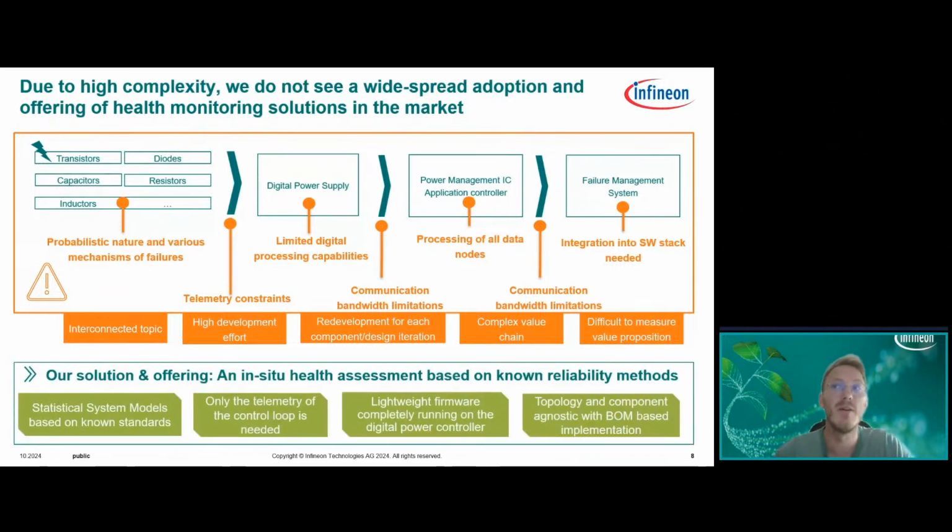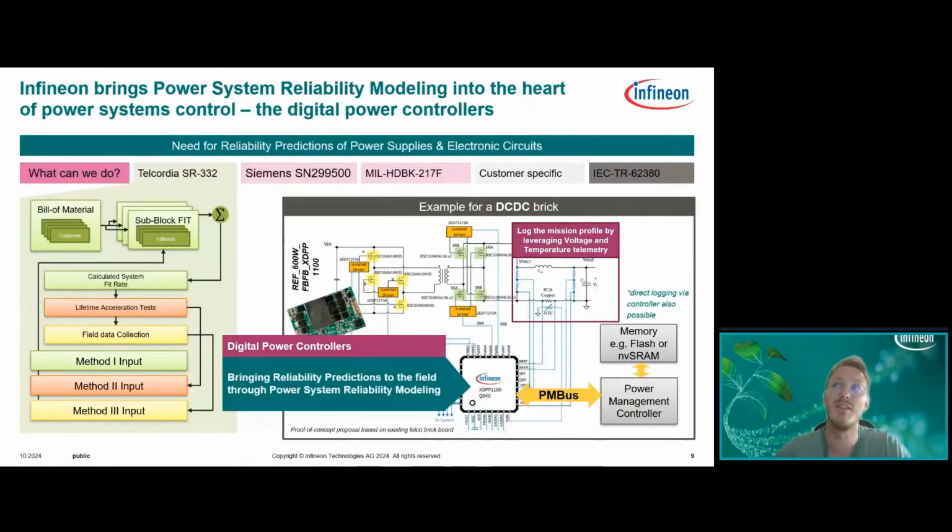Our solution to this is now an in situ health assessment based on known reliability methods. What we are doing is, instead of having physics-of-failure-based models for each and every component, we base our solution on statistical system models based on known reliability handbooks. We only need the telemetry of the control loop. We don't need to measure temperature and voltage and everything over every component. We have a lightweight firmware running in the digital power controller itself, and we are topology and component agnostic with a BOM-based implementation. But now, what is our solution?